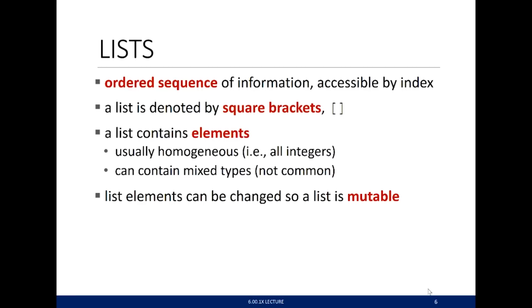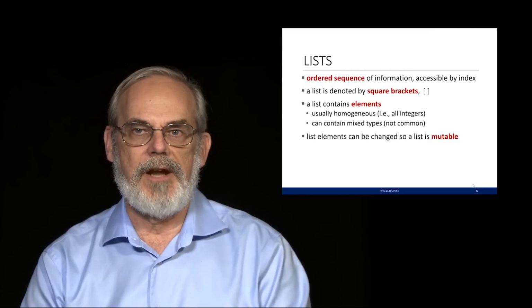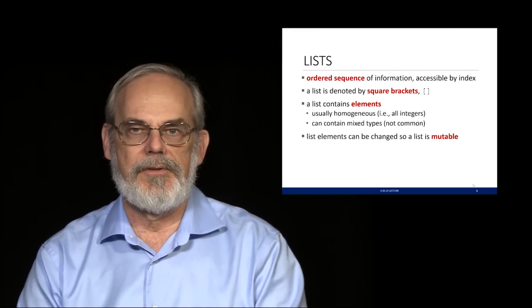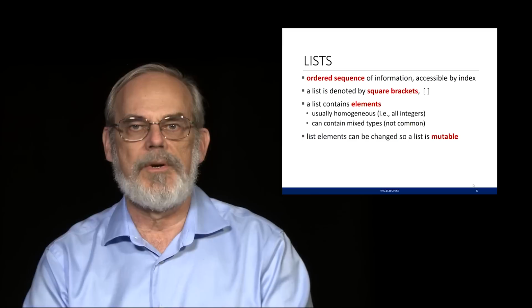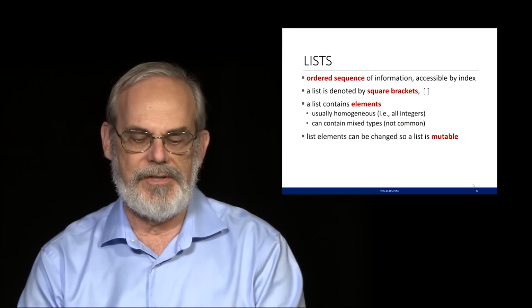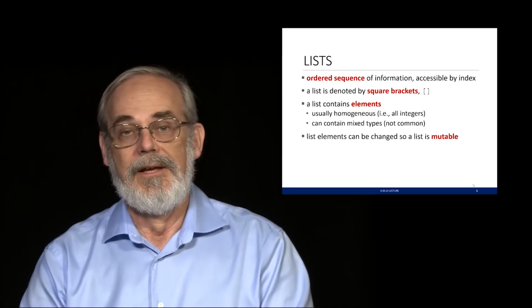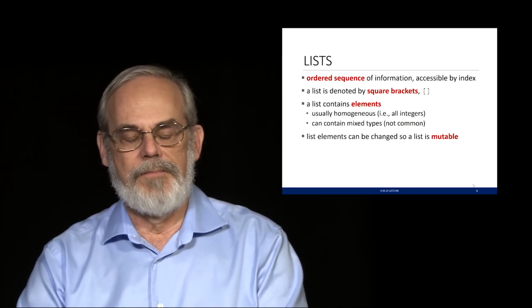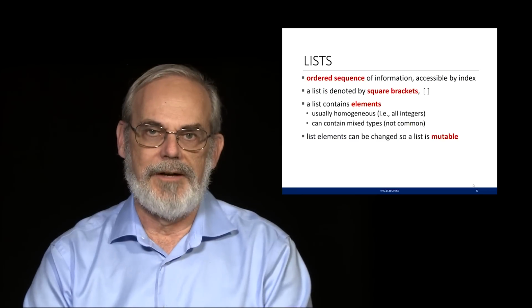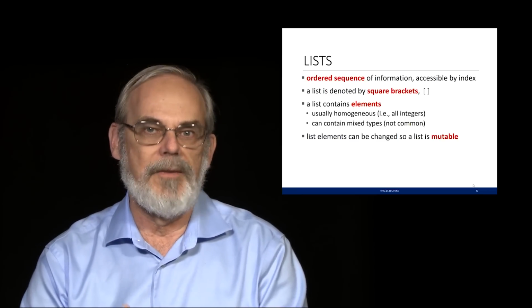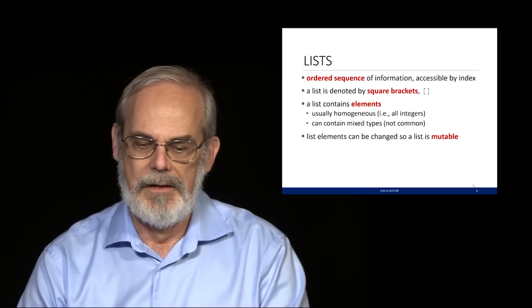But the big difference is that lists can be changed. So a list is mutable. And that means that I can go in and change the element of a list to be something different. Very different from a tuple or a string. We said those were immutable. I could not change portions inside of them. I can with lists. And we're going to see that that's both really useful and can cause some challenges, because it opens up opportunities for making mistakes that we don't expect.